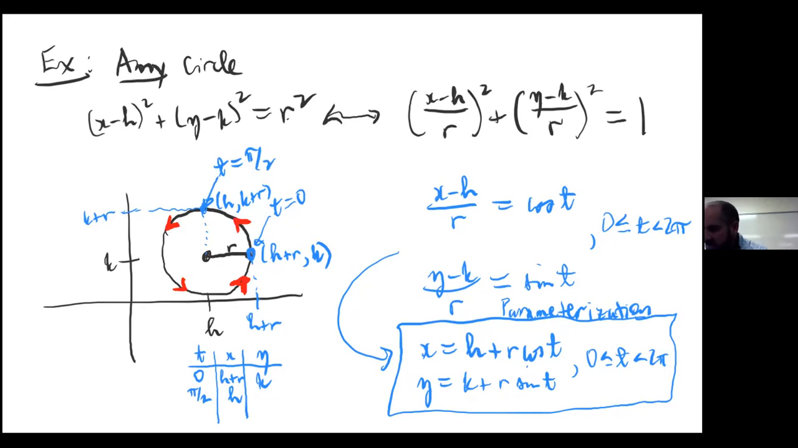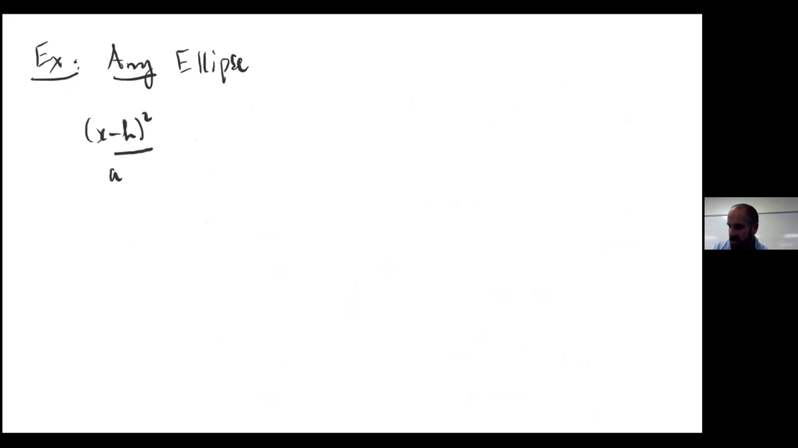What about any ellipse? What do you think would be going on with that? What's the equation of an ellipse? x minus h squared over a squared plus y minus k squared over b squared equals 1.